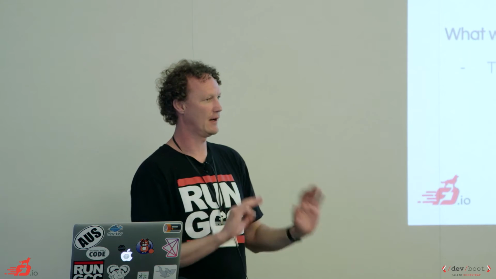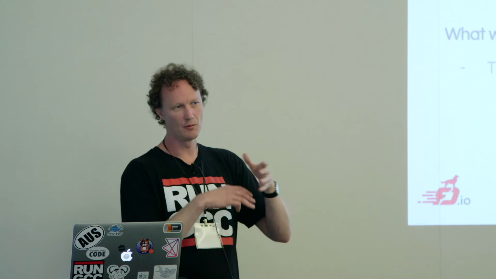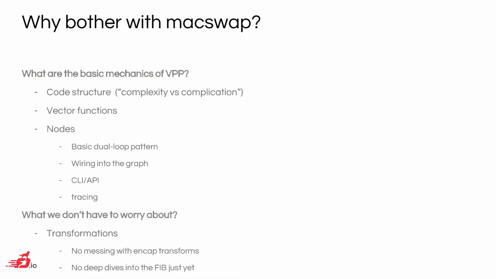Let's worry about how things wire into the graph, how do graph nodes basically work from a skeleton standpoint, and then there'll be implications. We can talk about some of the things you can tune when we actually get into the transformations and handing off to different graph nodes, okay? So no deep dives into the fib just yet. Dave's going to handle that on Thursday.